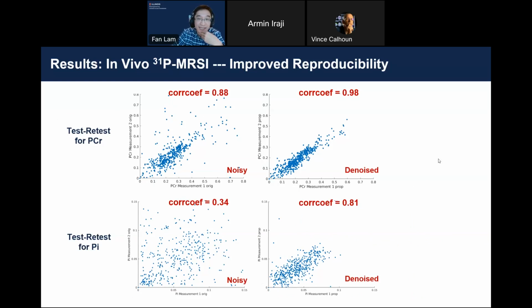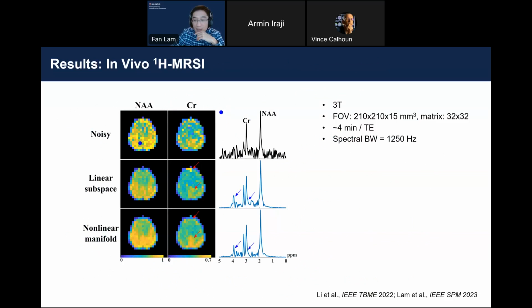And it does improve the test-retest reproducibility for not just the major components, but even more for the weak metabolite components, such as inorganic phosphate, which is an interesting metabolite marker for phosphorus MRSI. And you can do this for proton MRSI as well. And this is the case where we are trying to apply this denoising scheme to a rapid 4-minute acquisition. The resolution is not super high, but as you can see here, compared to the subspace-based reconstruction and denoising reconstruction, the nonlinear manifold constraint reconstruction achieves better spatial patterns and better line shape reconstruction.